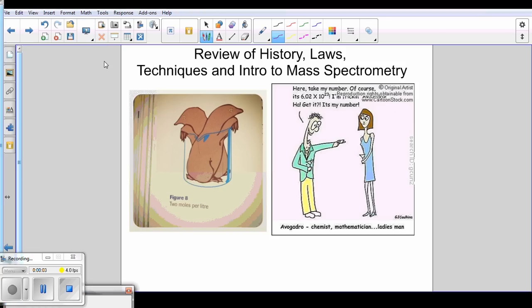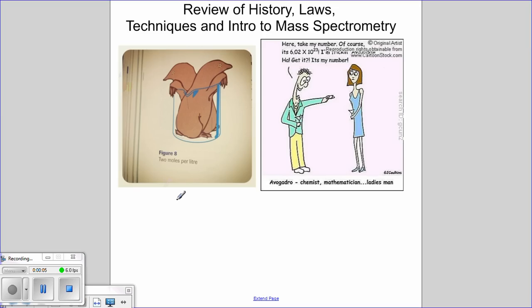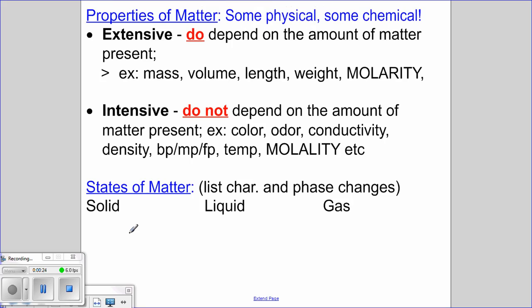Alrighty, we're back with one of our review lectures here. We're going to talk briefly about the history of the atom and the scientists that go along with some of the discoveries that were made, some laws that you'll find in chapter 1 of your textbook, and some techniques that we'll be using in the lab. So make sure you pay attention to some of those because you'll be creating and designing some of your own labs this year. So it's good to know some of the information in this lecture.